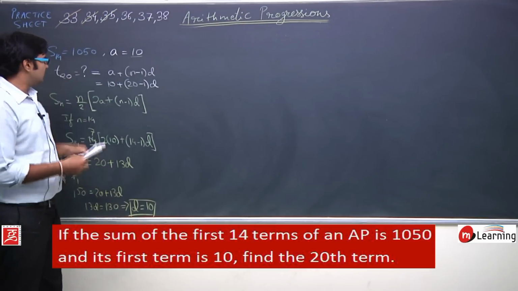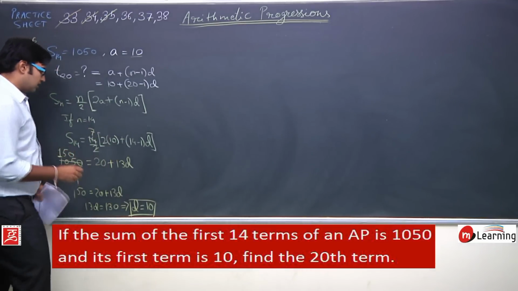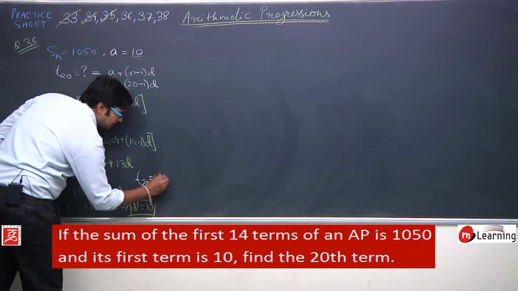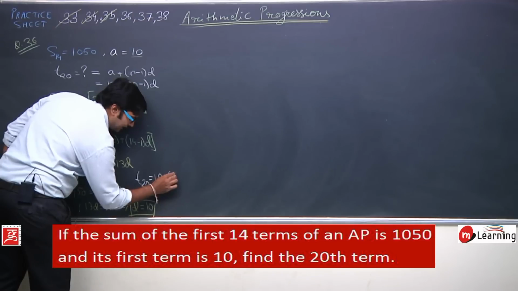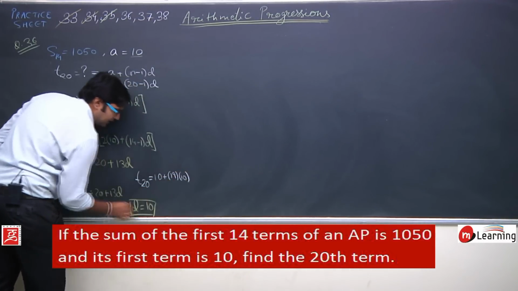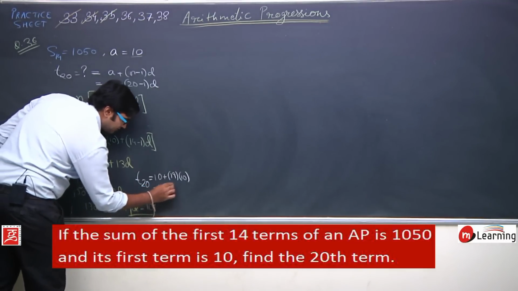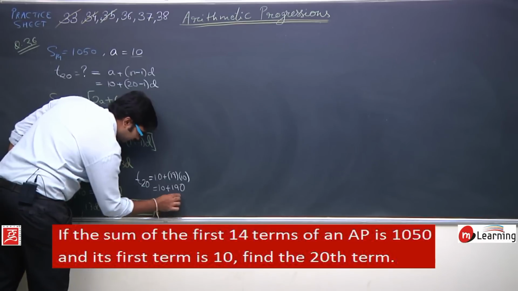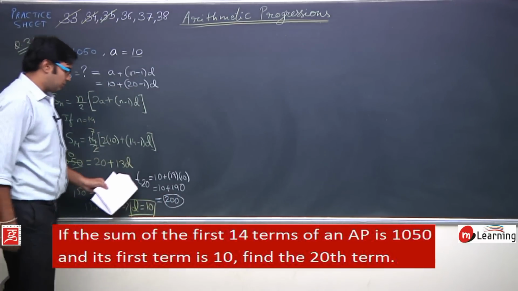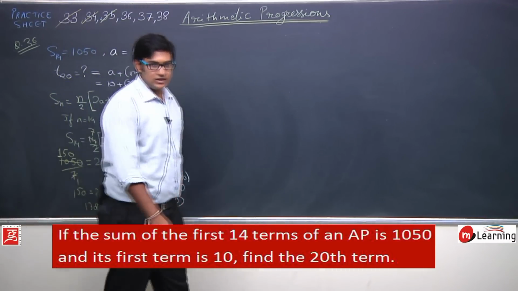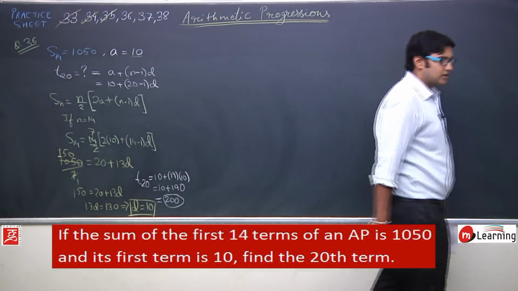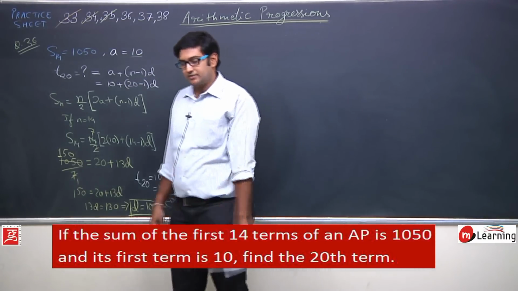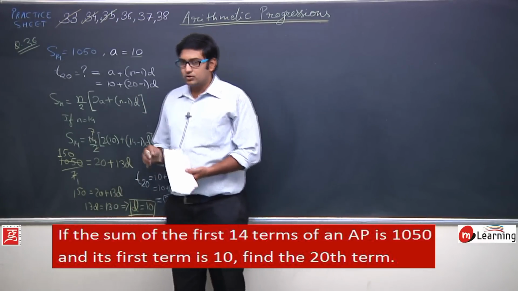So what will be the value of T20? The 20th term T20 is equal to a, that is 10, plus 20 minus 1 is 19 into d, which is again 10. So this will give you 10 plus 190, that is equal to 200. So the 20th term of this AP is equal to 200. And the sum of the first 14 terms is 1050, it is given. So this is the solution for question number 36.